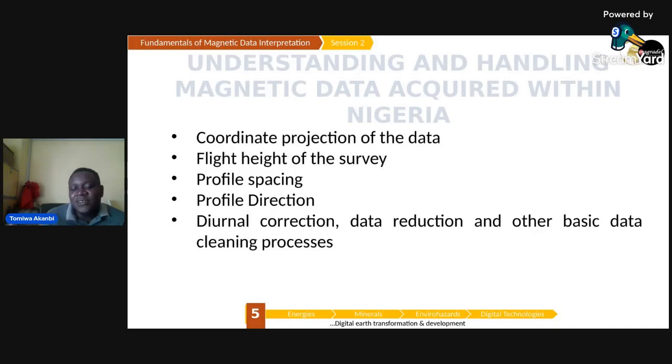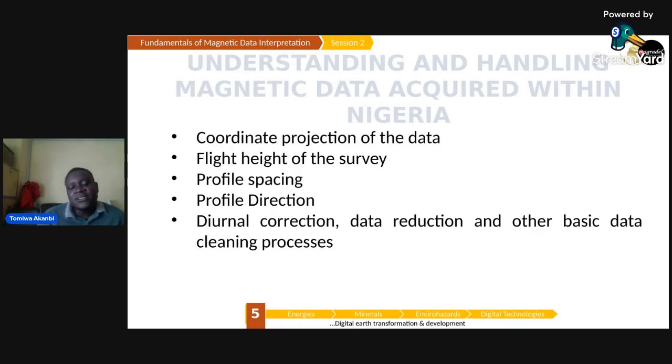It was later on that I got to understand that Lagos falls within zone 31, and the projection should have actually been zone 31. Until I converted it, the negative values were still appearing. So when I converted it using zone 31, then everything was looking okay. So understanding this projection also can help to give you a good grasp of your interpretation. Then also the flight height of your survey.